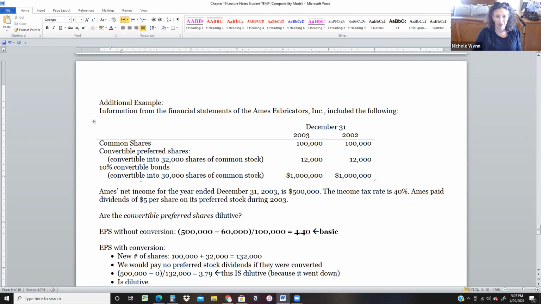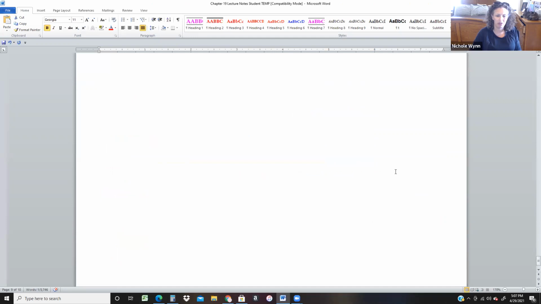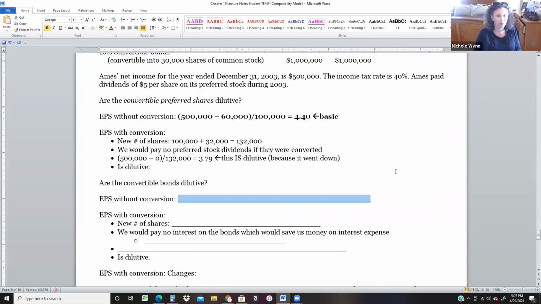So now we would look at the next security, and these are the convertible bonds. I can see that the interest on the bonds, 10% of $1 million, is 100,000 in interest. Net of taxes, 100,000 times 0.6 is 60,000. So my net income is going to change. Now we're looking at the bonds, and the first thing that we would point out is we've got to start with basic. It's just the same as above. 4.40 is basic earnings per share.